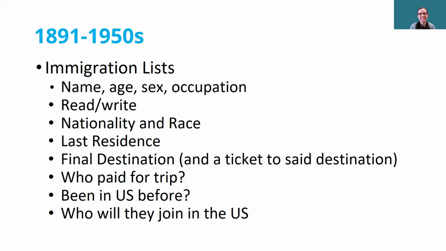Finally, starting in 1891 is when we get better documentation. Now these records are going to be known as immigration lists, and they are going to be recording a lot more information about the persons coming into the US.